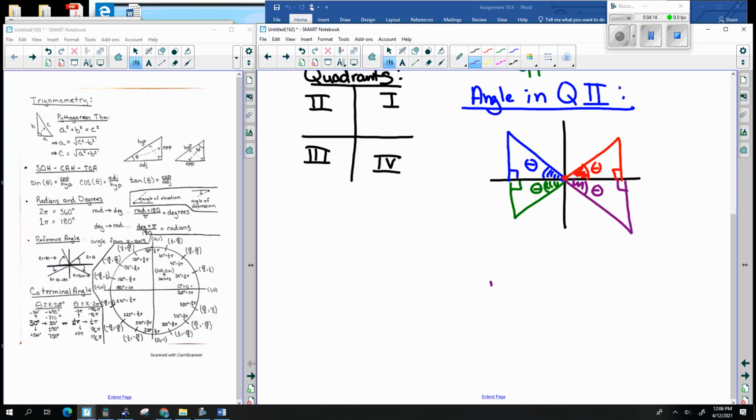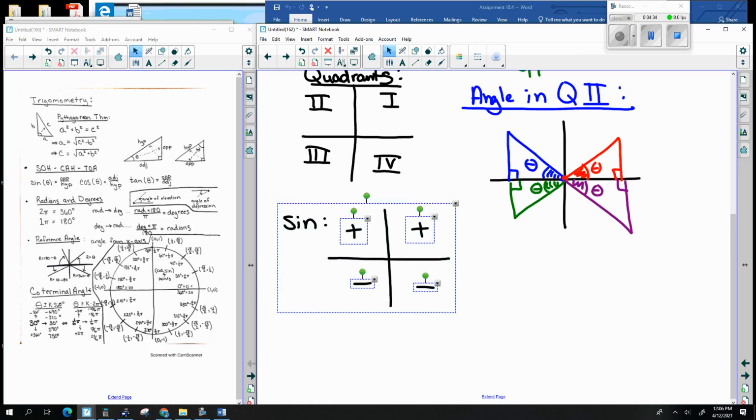Last but not least, what are the signs of your answers? I'm kind of getting a little bit ahead of myself. If I have a sine and I'm figuring out the answer to a sine, sines are kind of like y-coordinates. So they're positives above and negatives below. Again, all of this is on the formula sheet. Literally take a look at it.